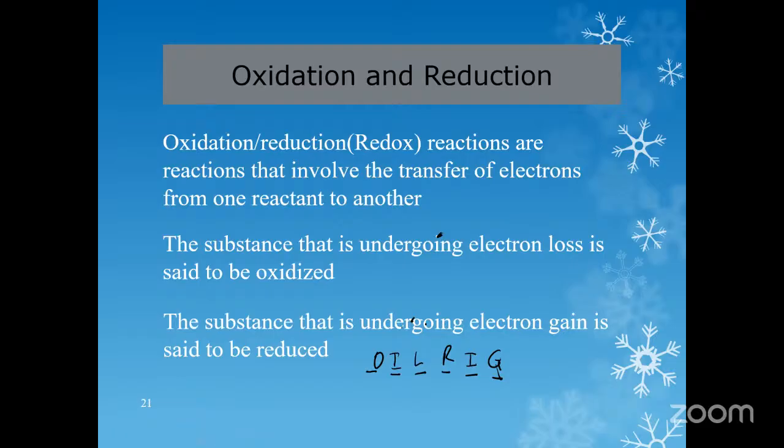So, in every redox reaction, that's what happens. Something loses electrons and something gains, right? And you cannot have one without the other. You cannot have oxidation without reduction, all right?